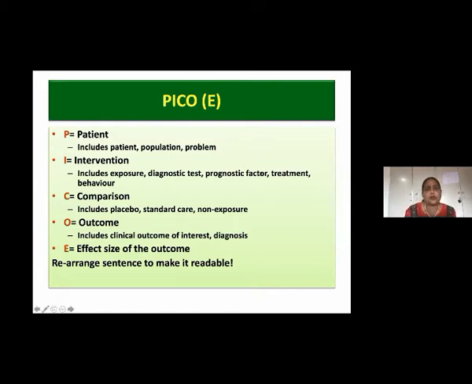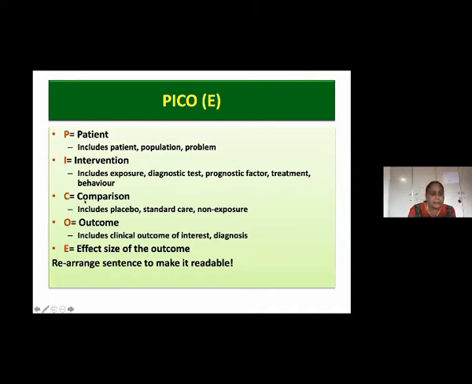It could be a prognostic factor. You may be doing a fibroscan of the liver to assess the degree of fibrosis and predicting the outcome of that particular patient. You may be giving treatment of a particular kind to one group compared to the other group. It may be a behavioral intervention. It may be asking people to wear a mask and show that mask reduces corona transmission. So it could be anything.